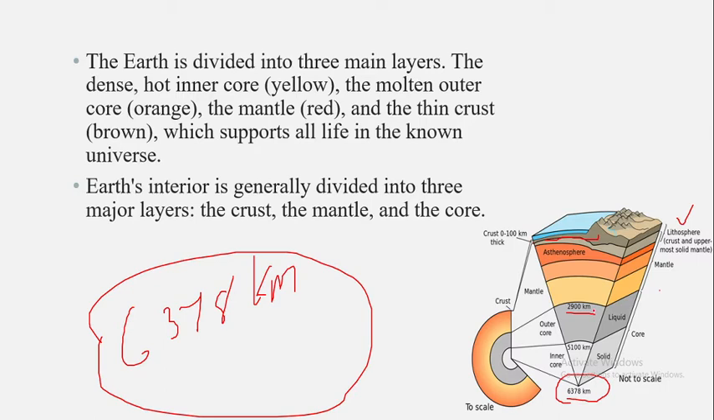From 2,900 kilometers to 5,100 kilometers, the outer core region is present. Then from 5,100 kilometers to 6,378 kilometers, what we can observe is the inner core. This is how the Earth is divided, depending upon the depth.